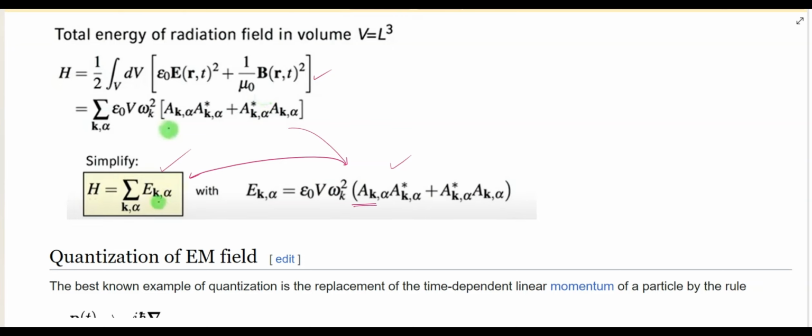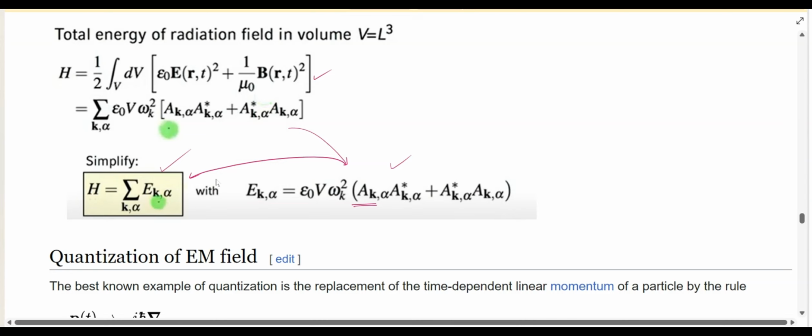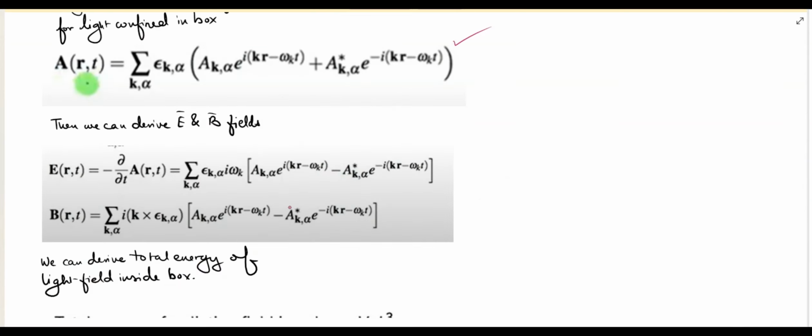So here we have understood classical electromagnetism, and how the electric field and magnetic field can be written in terms of the magnetic vector potential, and the magnetic vector potential solutions for light confined in a box. Now let us understand what happens when we quantize this semi-classical treatment of light.